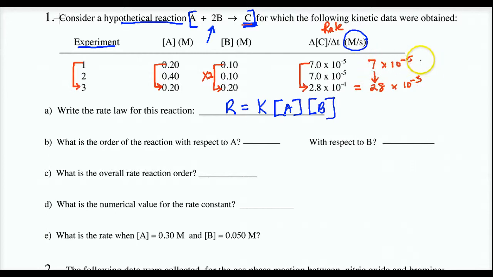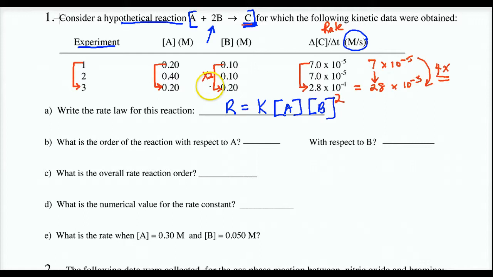You see that? That's an increase of 4 times. So the speed increased 4 times when I doubled B, keeping A constant. Wait a minute, isn't 4 the result of squaring 2? Yes, this is the square of the change. So this is second order.